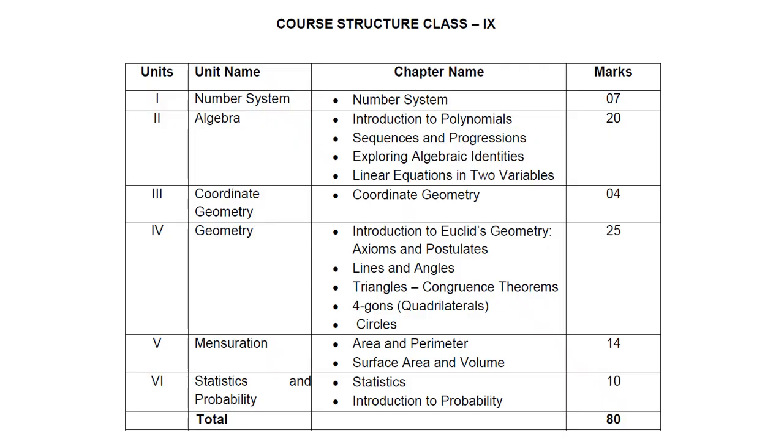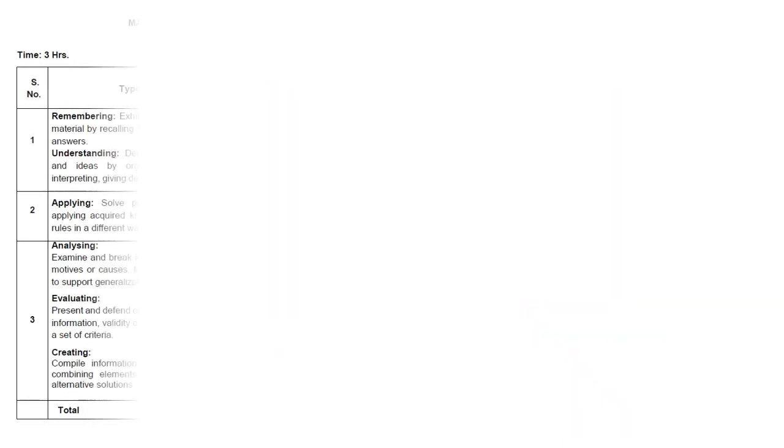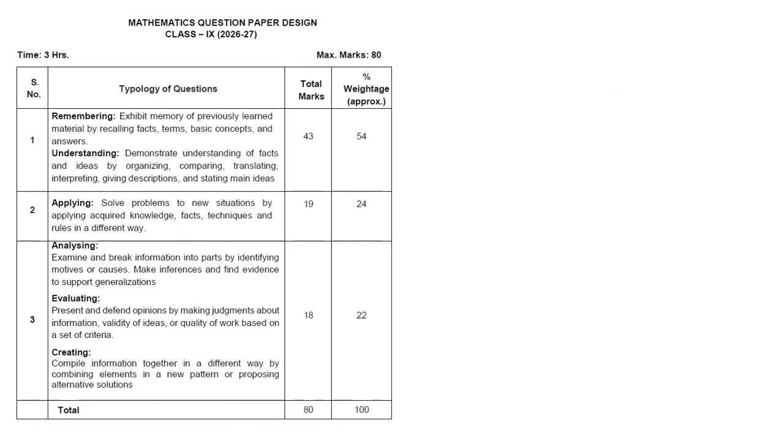Now next, the typology of questions. So remembering, understanding, weightage: see, 54%, 43 marks. Application level questions, 19. Analyzing, evaluating, creating, 18 marks. Weightage given. So this is the weightage: 54, 24, 22.